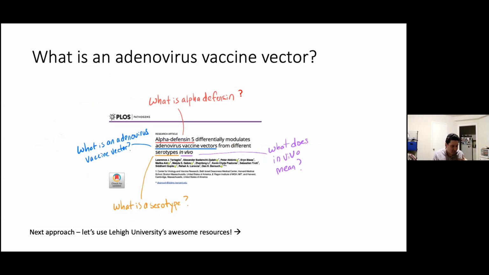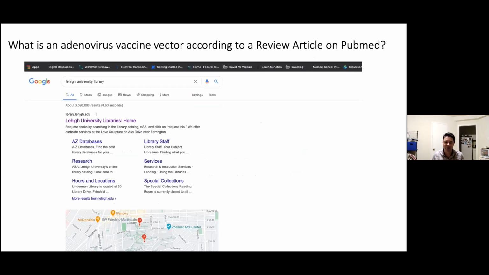So instead of looking in the manuscript, I want to show you guys the different approaches that you can take. The second approach is we're going to take advantage of Lehigh's awesome resources. We're also lucky that Lehigh spends a lot of money on scientific journal subscriptions on an annual basis. So the world is our oyster as far as scientific literature is concerned through Lehigh University.